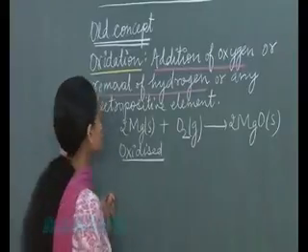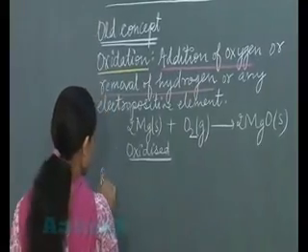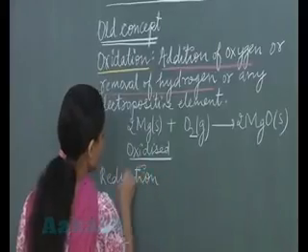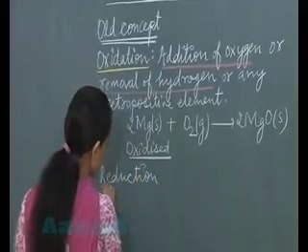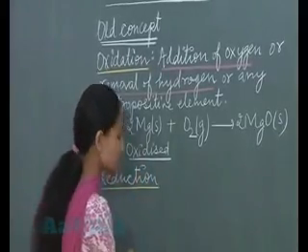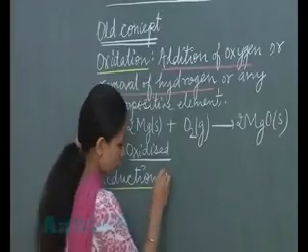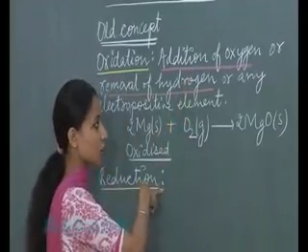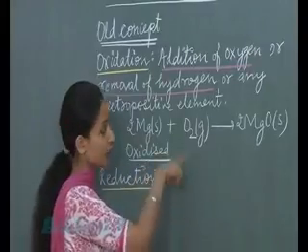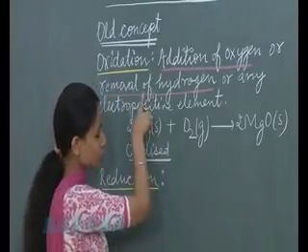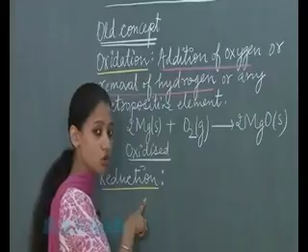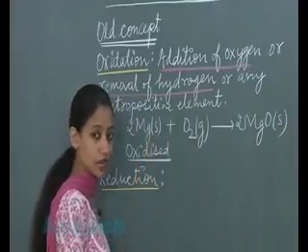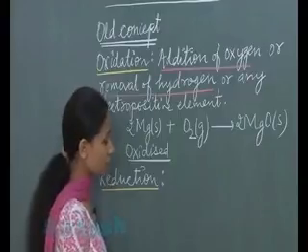Now next, let us learn what is a reduction reaction. What is reduction according to the old concept? Students, reduction is just opposite to oxidation. In oxidation there is addition of oxygen, but in reduction there will be removal of oxygen. In oxidation it is the removal of hydrogen, but in reduction there will be addition of hydrogen, or it will be addition of electronegative element.